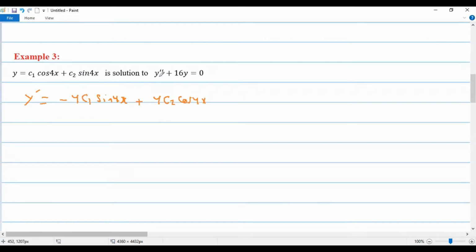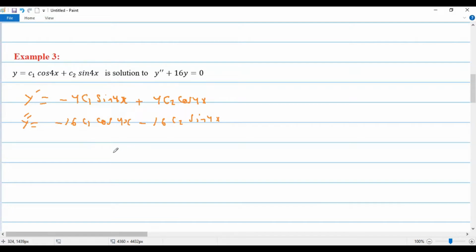Now we need y double prime. The derivative of sine is cosine, multiplied by the derivative of 4x, which is 4, so it will be negative 16 c1 cosine 4x. And the derivative of cosine is negative sine, and the derivative of 4x is 4, so it will be minus 16 c2 sine 4x. So this is the second derivative.